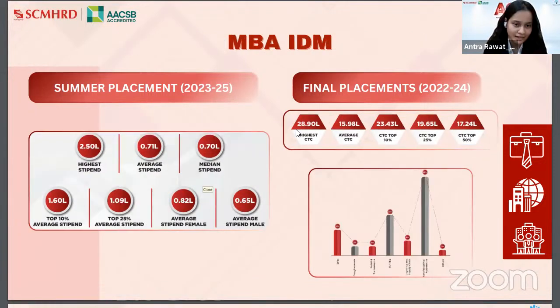for MBA in IDM, the summer placement numbers: the highest stipend was 2.5 lakh, the average stipend was 0.71 lakh, and the median stipend was 0.7 lakh. And for the final placement, the highest was 28.9 lakh per annum, and the average was 15.98 lakh. Moving ahead.